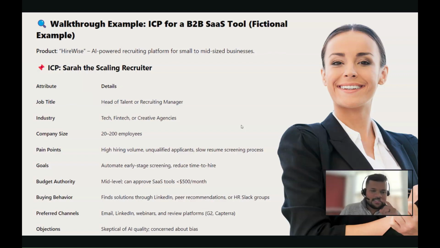Now, the main part is coming to the pain points. First, this person who will look for a solution like this has to be hiring for volume. Would you agree with me or not? Now, why is this important? Like hiring for high volume.